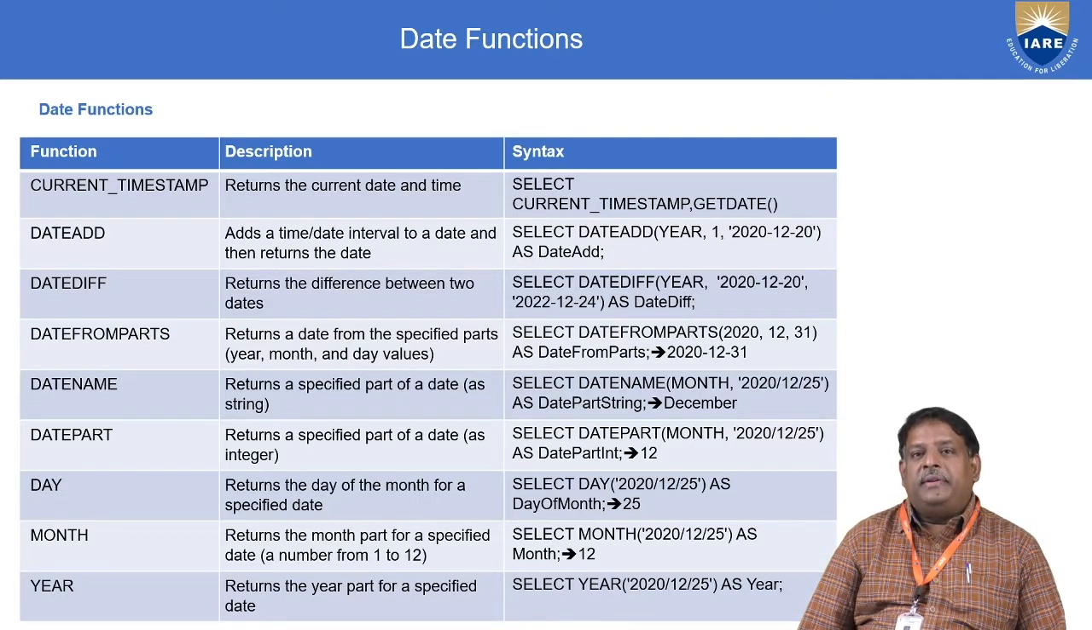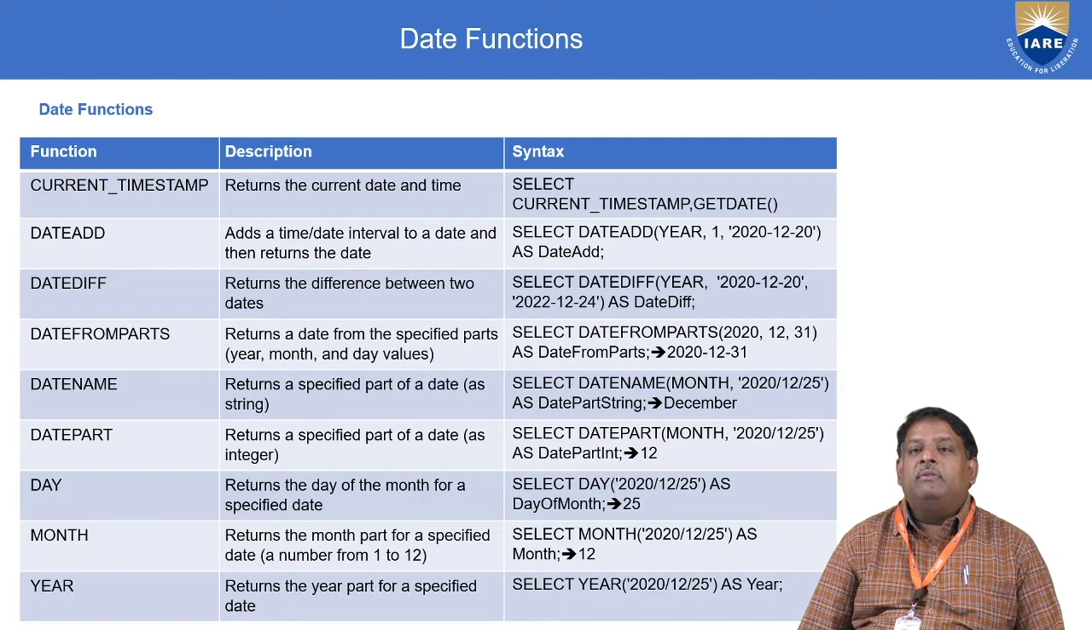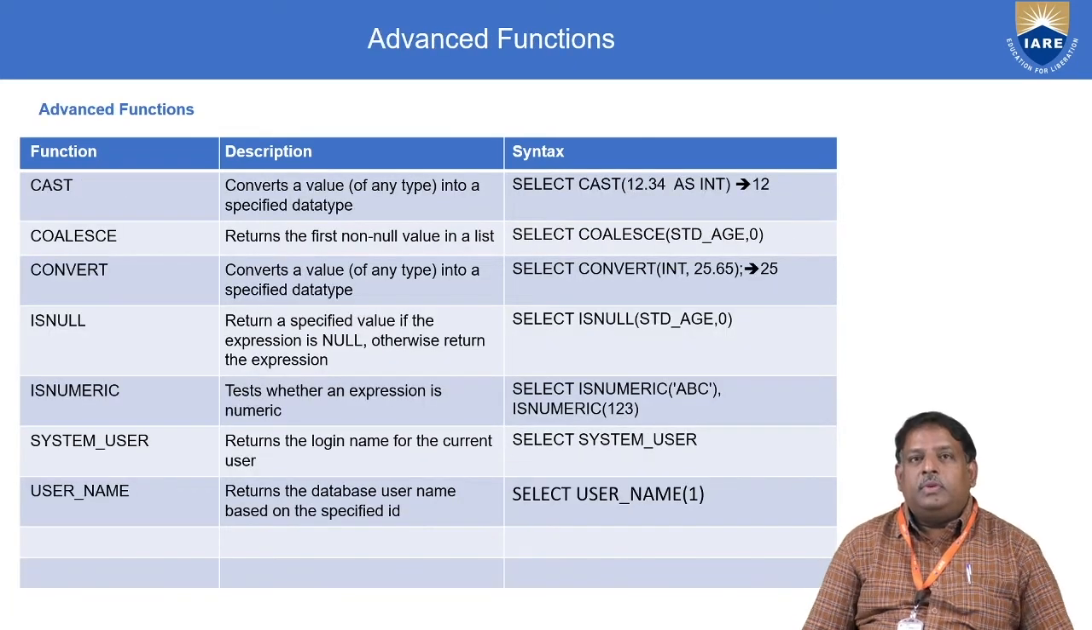Next we have date. Returns the day of the month for a specified date. From the given date we pass, it will give you the current day of the month, which is 25 in this case. Month will give you the numerical value 1 to 12; the current month is December, so I get 12 as the month. Similarly, year: if you give year of 2020, it will give you the year as 2020.